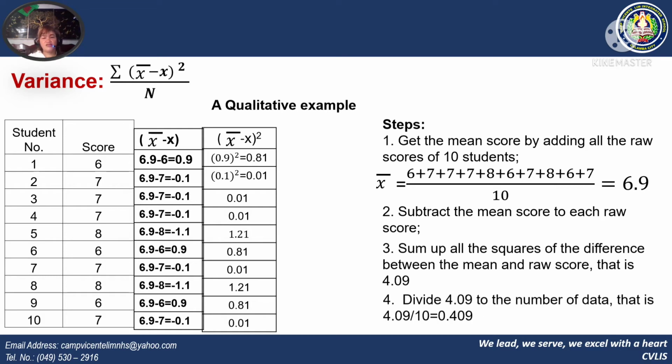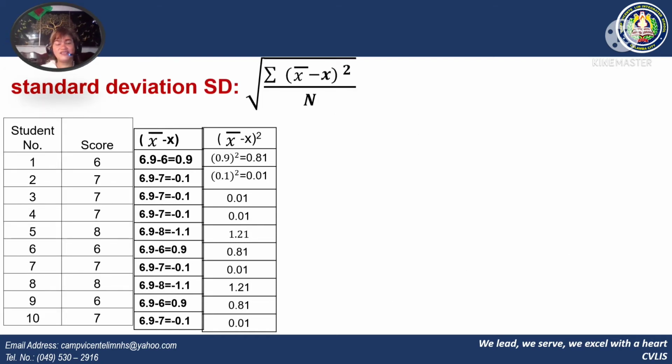And for the next step, you have to divide 4.09 by the number of data, that is 4.09 divided by 10, which is equal to 0.409. For the standard deviation, you simply get the square root of the variance, okay? Since the computed variance is equal to 0.409, our standard deviation is 0.63 using the same data.